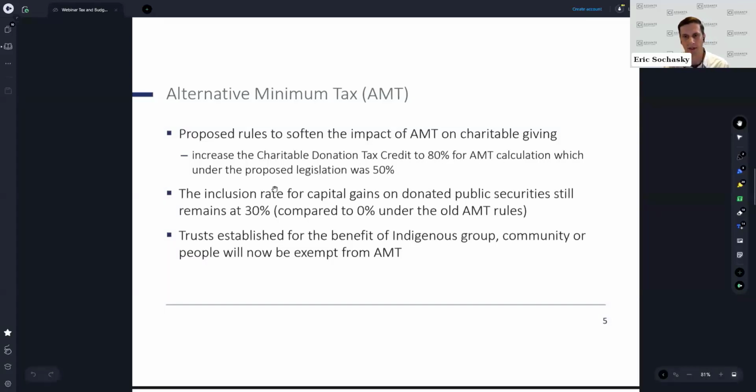Another comment, not necessarily about what changed but what didn't change, which is unusual, is the inclusion rate for capital gains on donated public securities, which still remains at 30%. So it was 0% under the old AMT rules, meaning if I have securities with an accrued gain and I donated them to a charity, I won't be taxed on any of that accrued gain. Well, now AMT will include 30% in the AMT calculation.